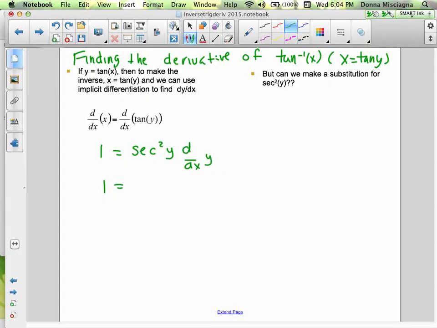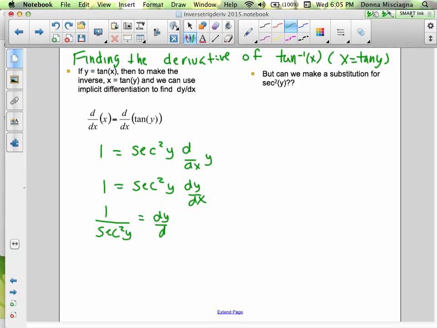I'm looking at secant squared, and now I've got a square in my head. The derivative of y is dy dx. So now we have 1 equals secant squared y dy dx. And if we want to solve for dy dx, we're going to divide both sides by secant squared y. So now we have 1 divided by secant squared y equals dy dx.